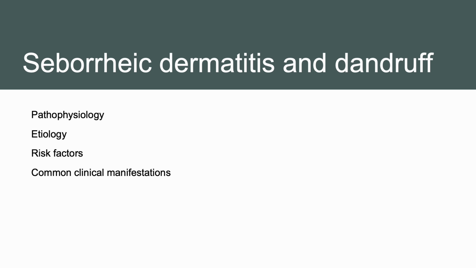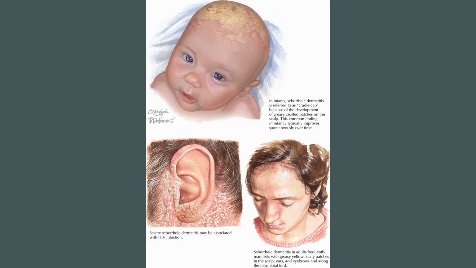Dandruff looks like dry, flaky skin on the scalp. Seborrheic dermatitis is erythematous, greasy scales on the scalp, face, and other sebaceous areas. For history and physical exam, we want to ask about the history of a chronic relapsing course, and physical exam shows characteristic distribution and appearance of lesions. In infants, this is called cradle cap.